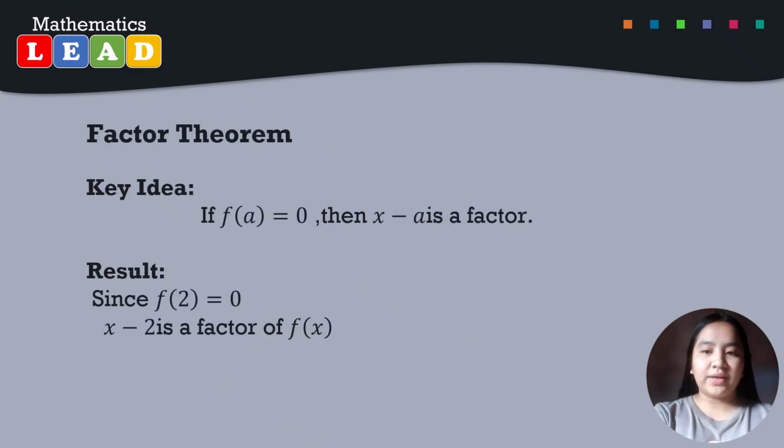Next, we use the factor theorem. The factor theorem tells us that if f of a is equal to 0, then x minus a is a factor of the polynomial. Since f of 2 is equal to 0, then we can say that x minus 2 is a factor of f of x.